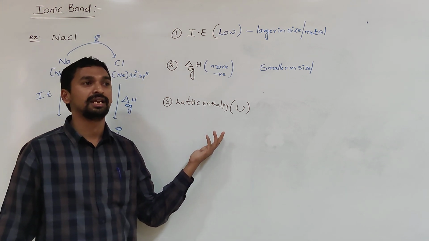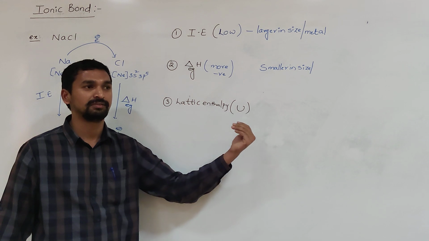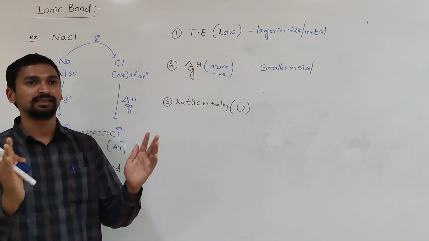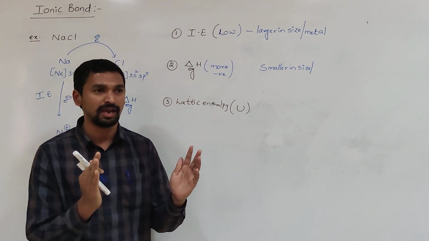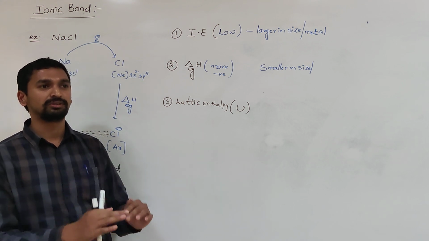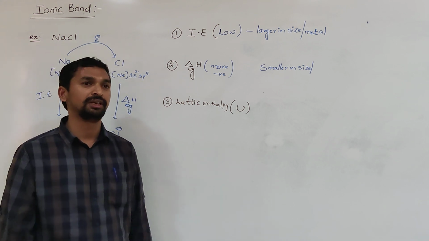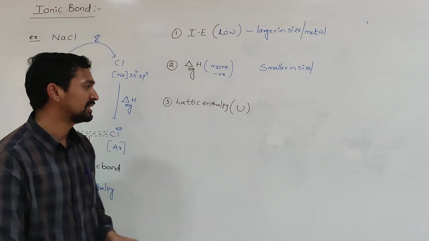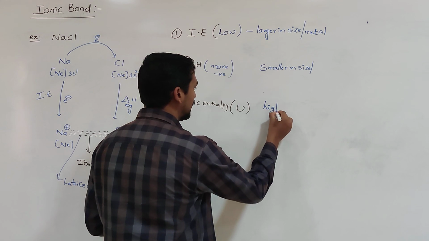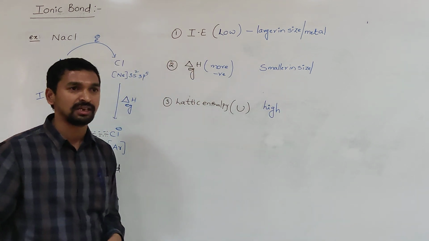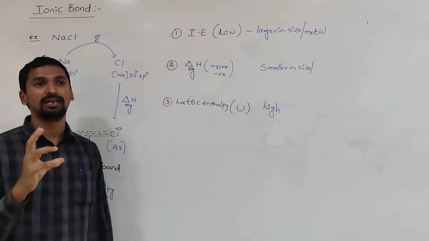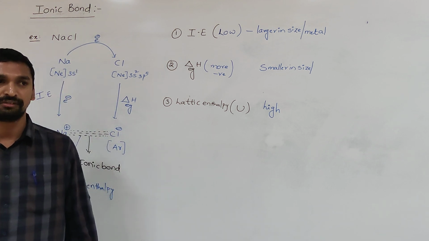That clearly indicates that bond formation can take place very fast. Because more energy released means the positive ions and the negative ions are held together by a strong electrostatic force of attraction. That's why the more energy is released, the more it corresponds to maximum stability. So if the lattice enthalpy is very high, ionic bond formation takes place very fast, and the positive and negative ions are strongly held together by electrostatic force of attraction.